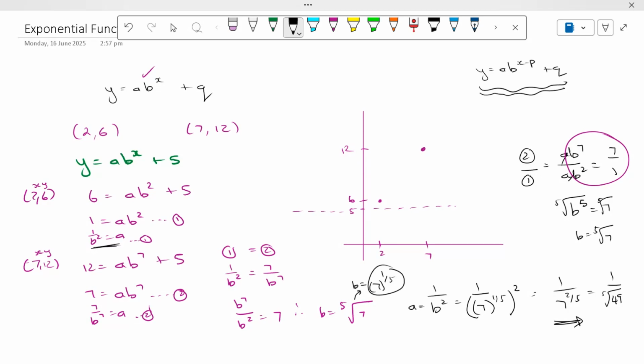Put it in a calculator, you get yourself the decimal view, as many decimals as possible, and then put it back into the equation after that. All right, so my final equation here comes to y equals a, which we're saying is 1 over the 5th root of 49, times b, which we're saying is the 5th root of 7, to the power of x plus 5. And don't forget that we have to put a domain in here. The domain is also going to be from 2 to 7, greater than or equal to 2, less than or equal to 7 over here.